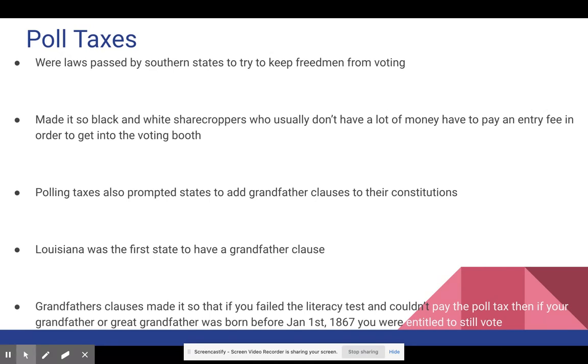And as you guys down there, it says down there, grandfather clauses made it so that if you failed the literacy test and you couldn't pay the poll tax, then if your grandfather or great grandfather was before, so it was 67, before January 1st, 1867, you were entitled to still vote. And as I said before, the problem with that is because if your grandfather was born before that, you still really couldn't vote, especially if you were black or African American, because this was before the 13th Amendment was passed.